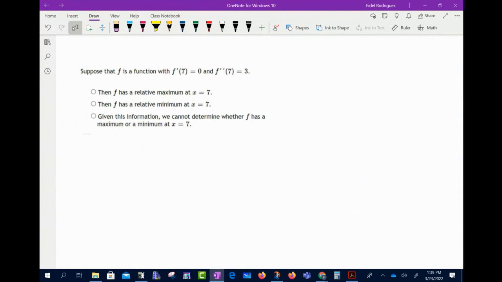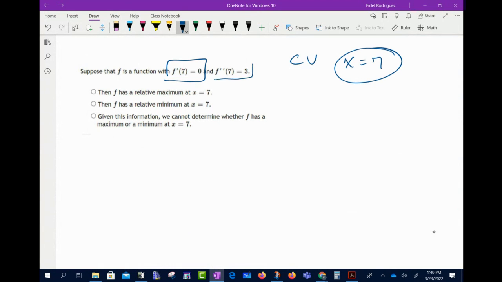Okay, so here we go. Here's another problem. Take a look at this one. It says, suppose f is a function. So remember, f prime at 7 is equal to 0. Remember what that means. That means that my critical value is when x is equal to 7. So the critical values, y'all, again, just something to think about. The critical values occur when the first derivative is equal to 0. So I know that the critical value in this case is at 7.